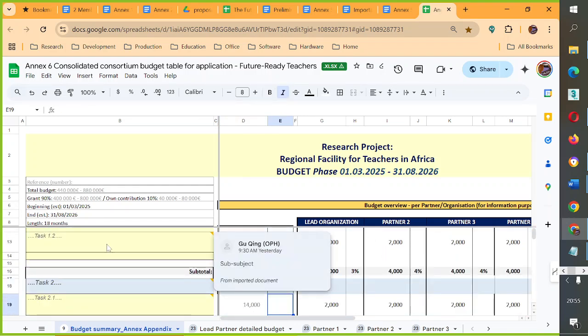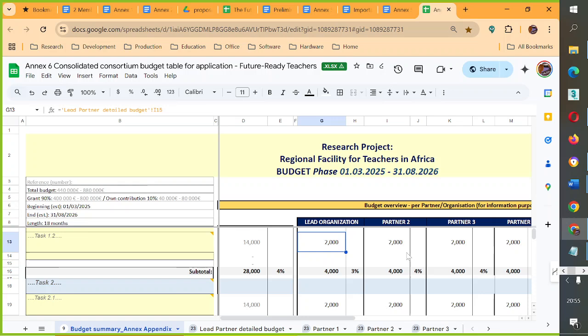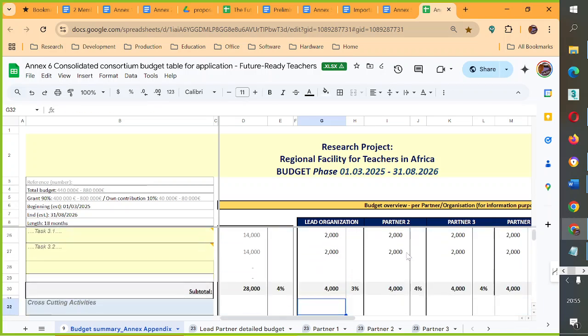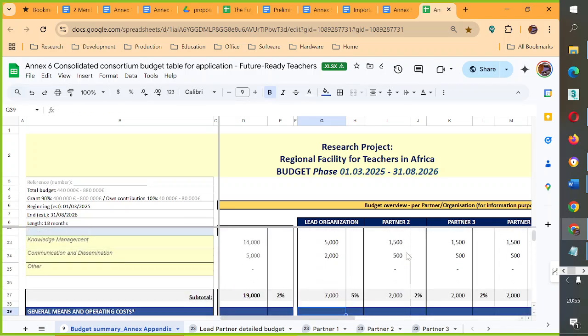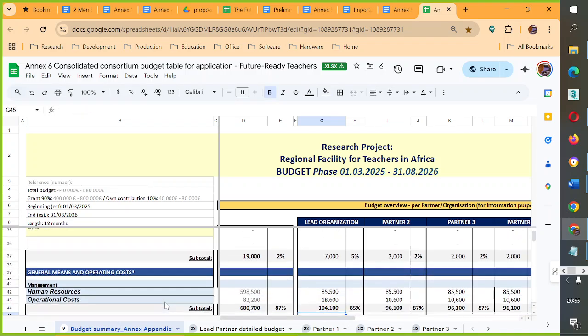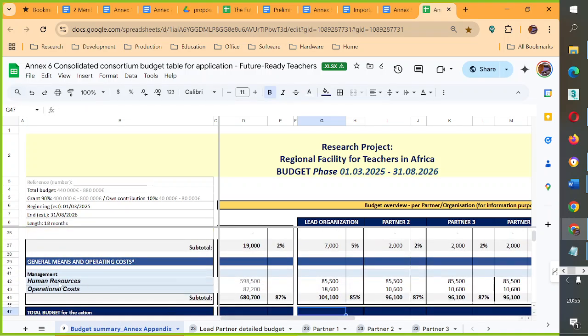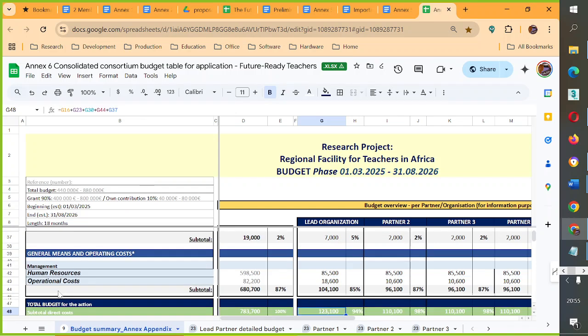So the tasks we're talking about, we could say are cross-cutting, but at the same time, they are, you can say, global or translatable to all our different roles. They're not, for example, unique to any of us. They're all cutting across. So that's how it's looked at. And then down here, we do the summation so that we get an itemized, let's say, general means and operating cost, itemized for each one of us, and then an itemized human resource cost and an itemized operations cost.